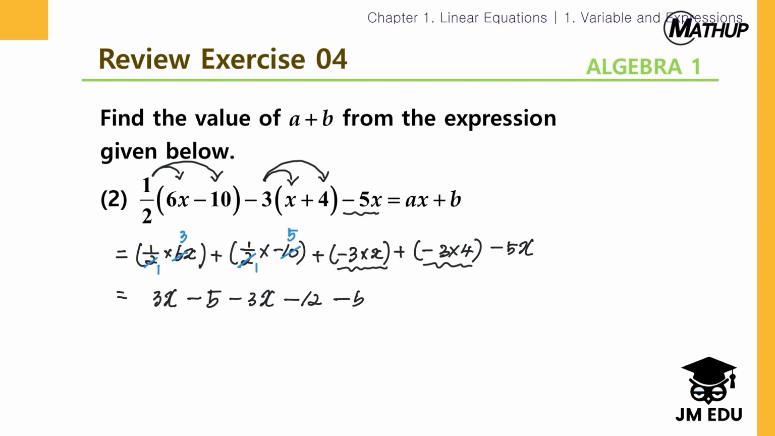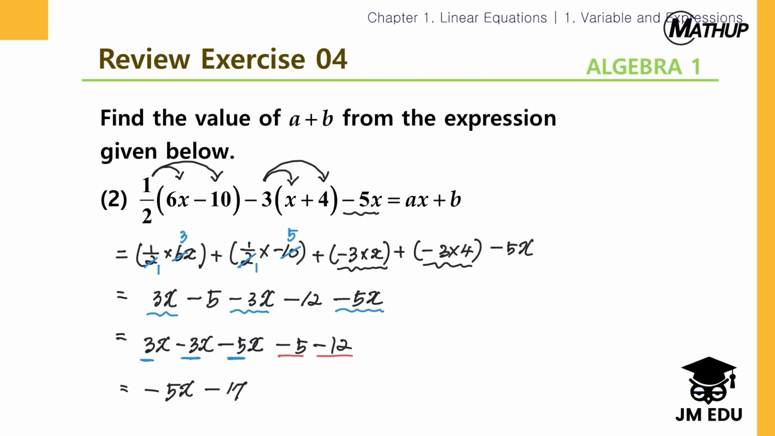We have minus 5x. So let's group the x terms and constants separately. Here we have 3x, minus 3x, minus 5x. So 3x minus 3x minus 5x. And the constants, minus 5, minus 12. So 3 minus 3, 0, right? Minus 5, that's negative 5, right? So is equal to negative 5x. Here we have minus 5, minus 12. That's going to be minus 17.